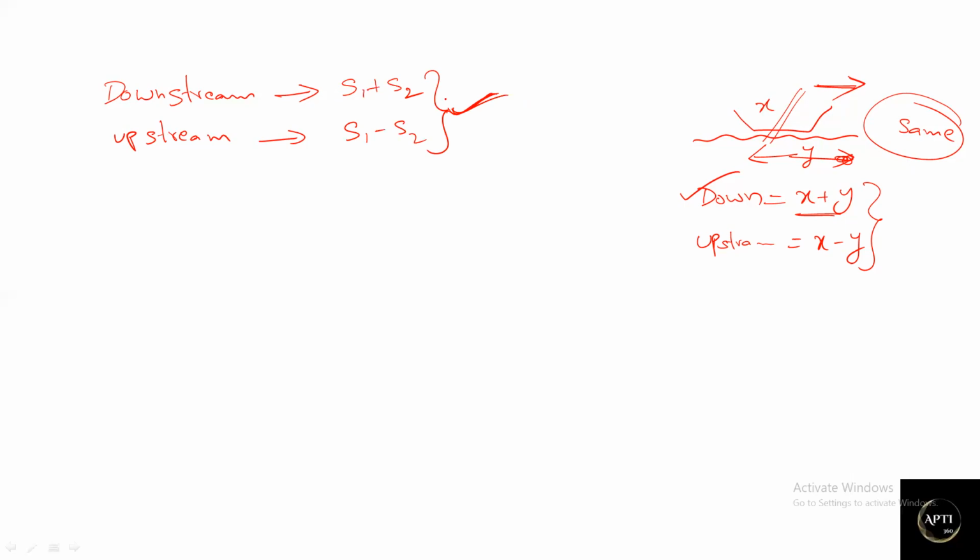Why? Because most of the time, questions on boats and streams will use this terminology and will not directly say same direction or opposite direction. Downstream indicates the same direction. I'm writing it here. Stream in the sense of water. If the boat and stream are in the same direction, it means downstream. If the boat and stream are in opposite directions, it means upstream. I hope you are all clear with these two terms.